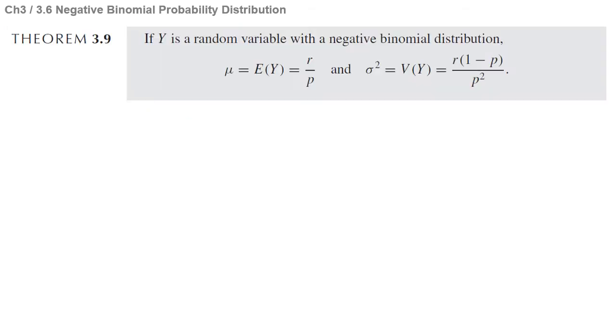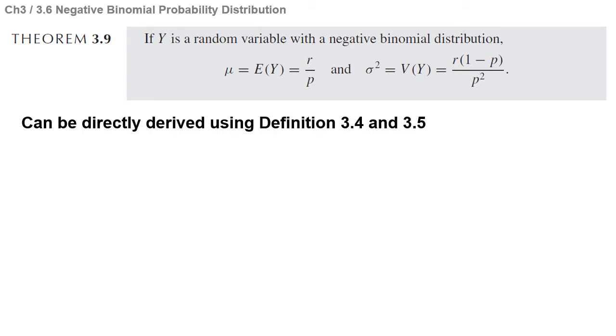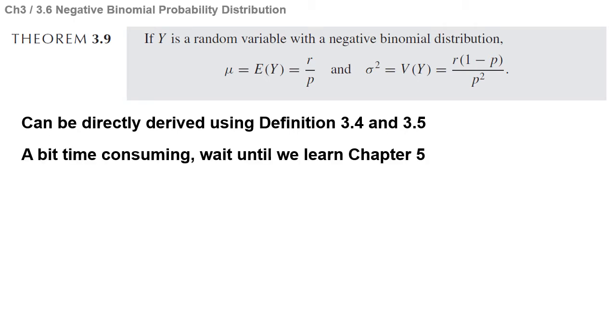And let's move to theorem 3.9. If Y is a random variable with a negative binomial distribution, find the expected value of Y and the variance of Y. Actually, the proof of this can be derived directly using definitions 3.4 and 3.5. However, these are a bit time consuming, so let's wait until we learn chapter 5. We can derive them with other skills that we learn in chapter 5.